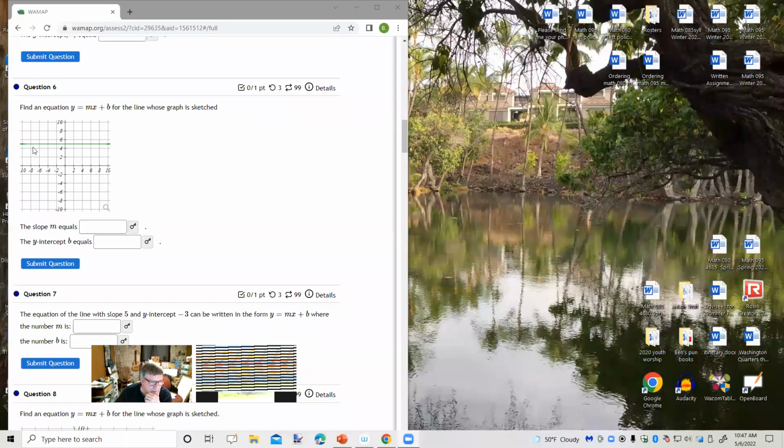So once again, we're going to go back to Y-map. Do you see that it's a horizontal line? So the slope would be 5. Oh, excuse me. The slope would be 0 and the y-intercept would be 5.